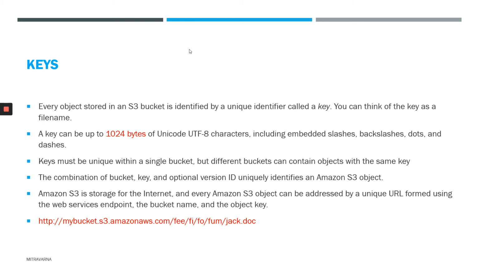And next one is mybucket.s3.amazonaws.com. This is a bucket name. My bucket is the bucket name of the particular storage, and /fee/fi/fo/fm/jack.dog is nothing but an object name. Okay, so this is how an object is addressed by a unique URL.